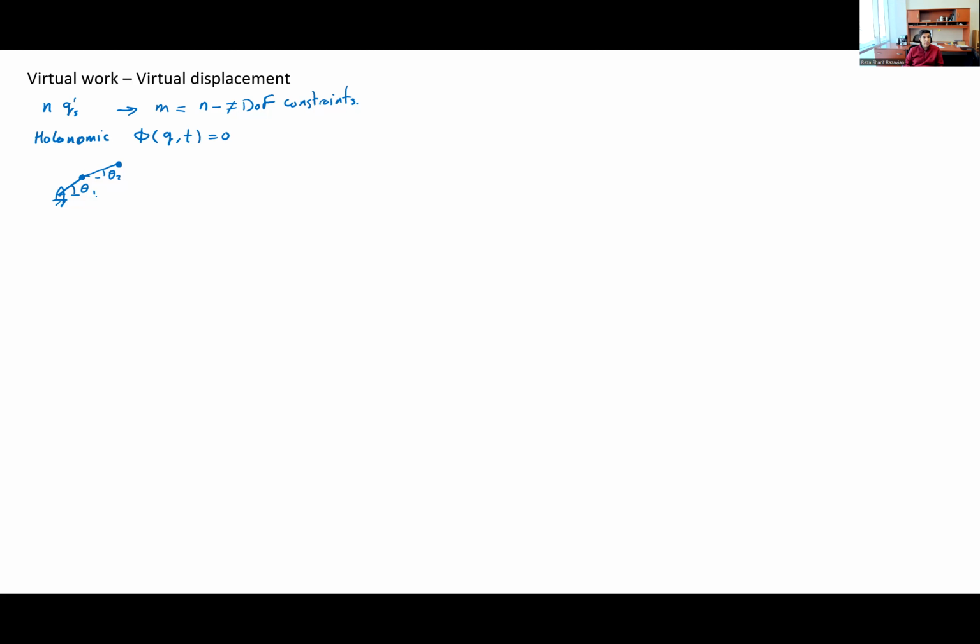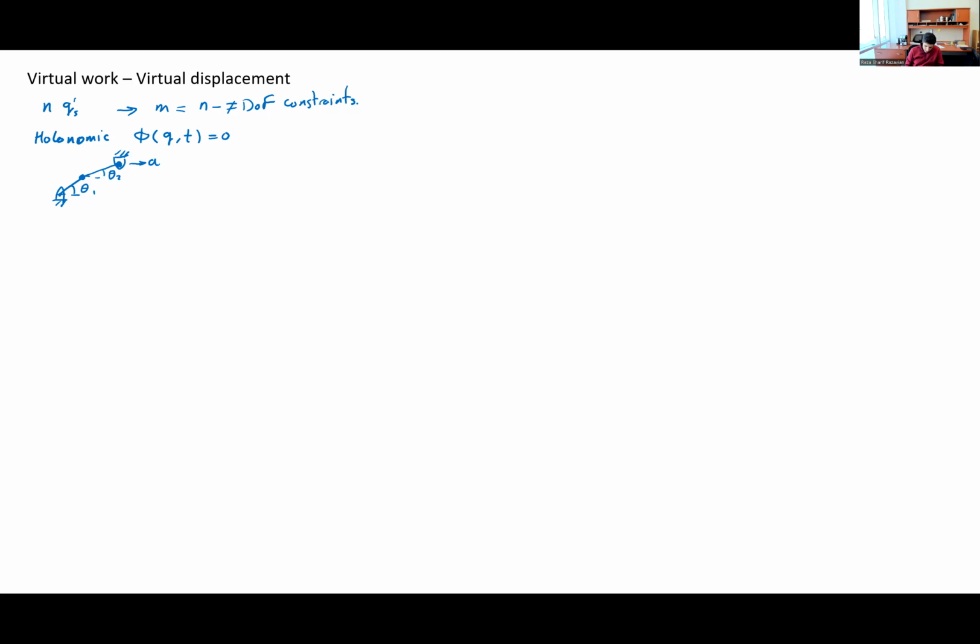We don't have any additional constraints, but let me put another constraint here. For the sake of argument, let's pretend the last point, the tip, also moves at some velocity, call it a. So the tip is moving on a horizontal plane, for instance.